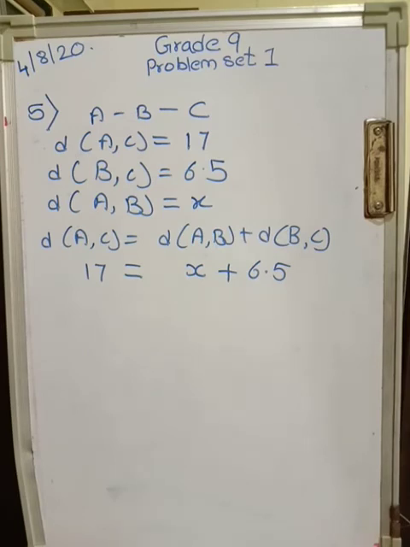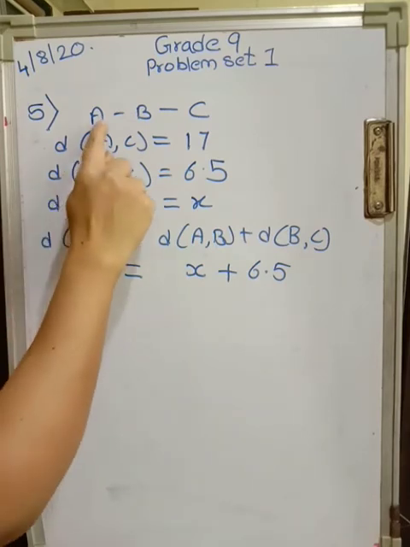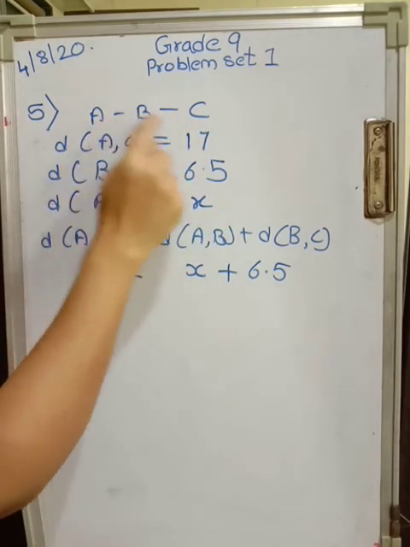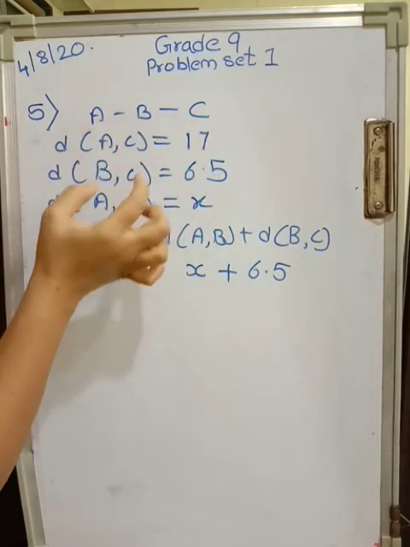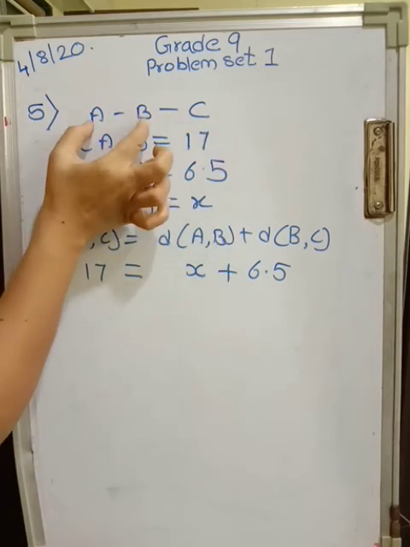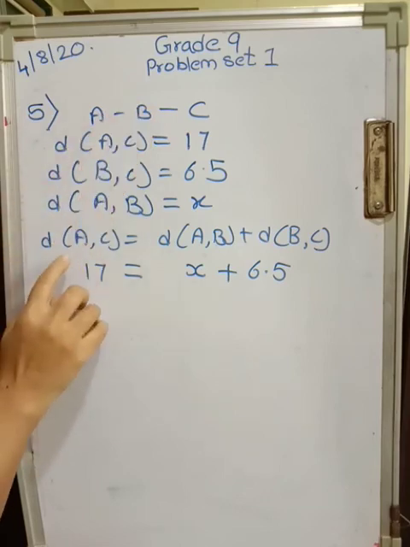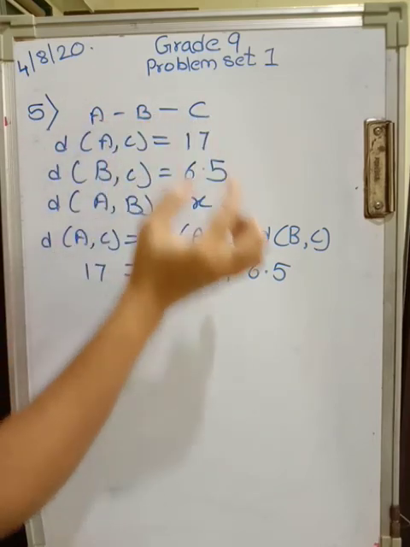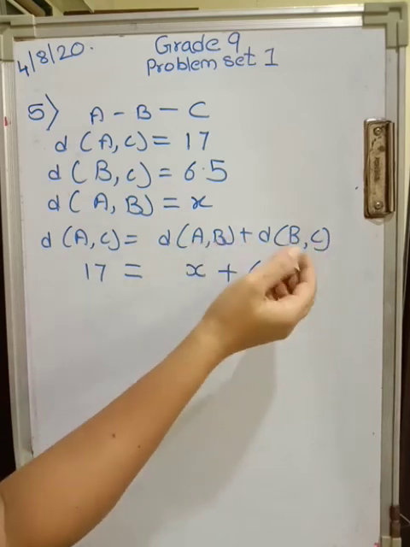Let's quickly go to the fifth question also. It says A dash B dash C. This is the betweenness given. That means B lies between A and C. They have given distance AC, then distance BC, and we have to find distance AB. Now what is our general formula? Distance A to C is AB plus BC. AB plus BC. And substitute the values.